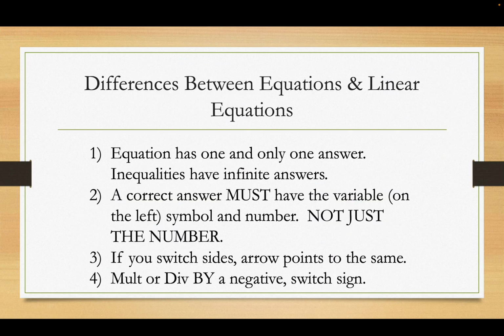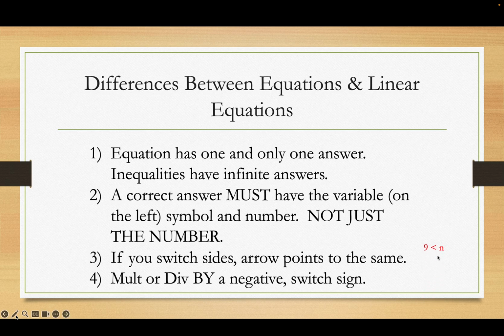Differences between equations and linear inequalities. First, an equation has one and only one answer. Inequalities have an infinite number of answers. Second, a correct answer must have the variable on the left, symbol, and number, not just the number, when you do an inequality. Third, if you switch sides, the arrows point to the same thing. That's what we just did, where it had to point to the n both times. And if you multiply or divide by a negative, you must switch the sign.